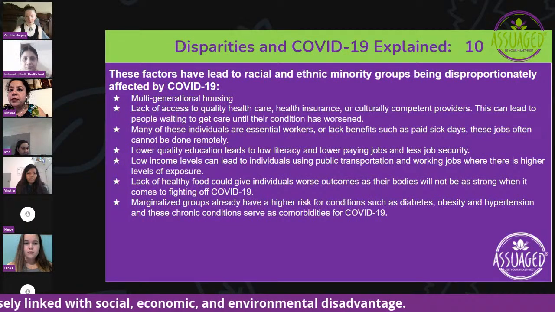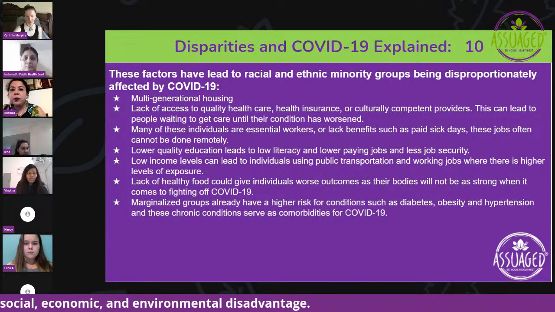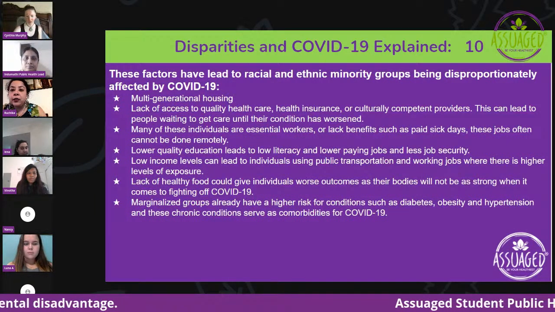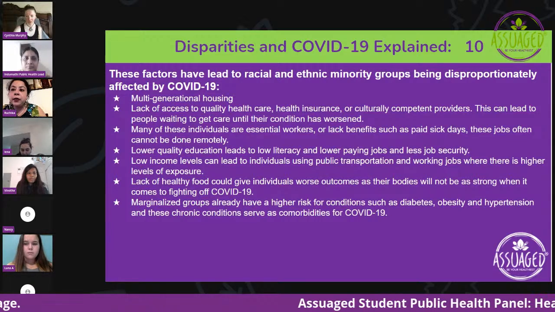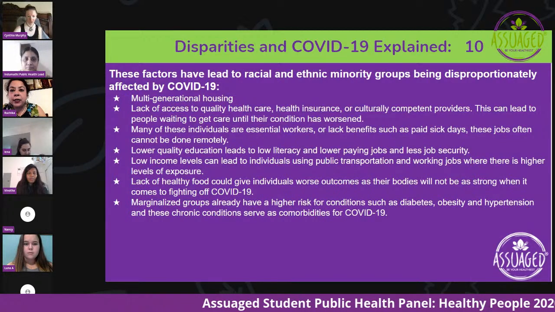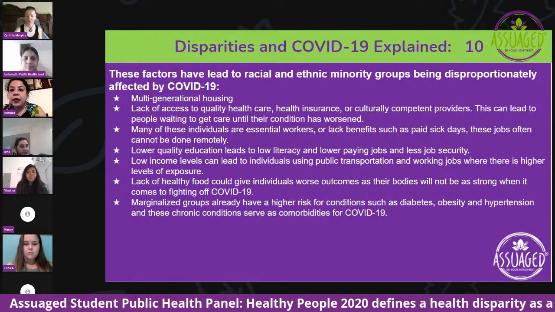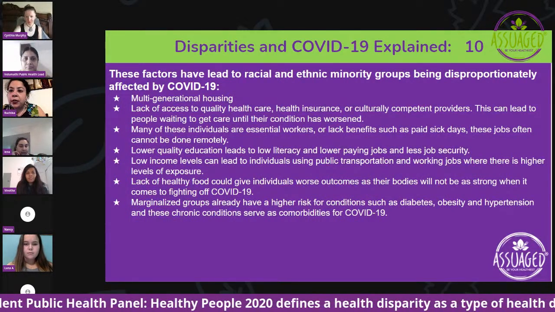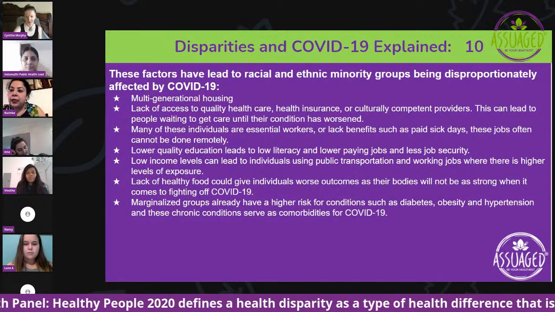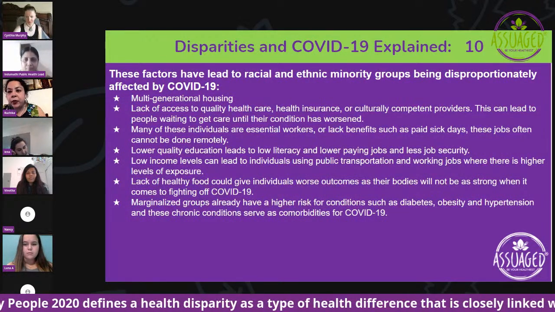Many of these individuals are essential workers. That means they cannot work from home, they don't have paid sick days, they are paid on an hourly basis, and they cannot work remotely. So they have to be there for their job, and that is the major reason they are getting infected all the time. Then lower quality education leads to low literacy, lower paying jobs, and less job security.